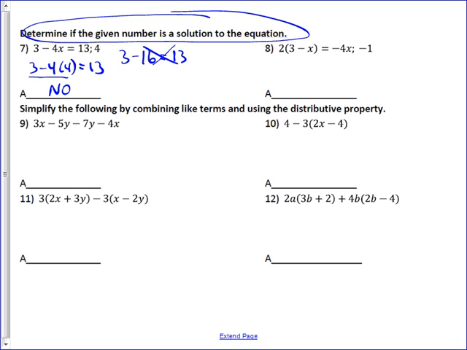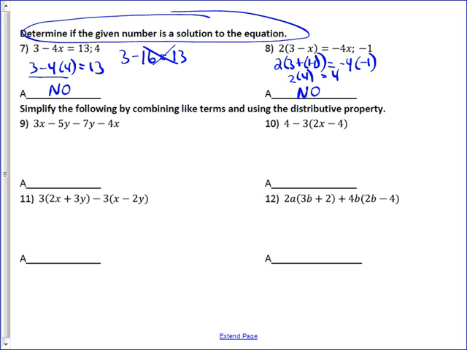On 8, you plug in the negative 1, and you get 3 minus a negative 1, so plug in negative 1 for x, equals negative 4 times negative 1. Well, 3 minus a negative 1 becomes 3 plus 1, which gives you 2 times 4, and then we've already found out that negative 4 times negative 1 is 4. Well, 2 times 4 clearly does not equal 4, so for both of these, 7 and 8, our answer is no.